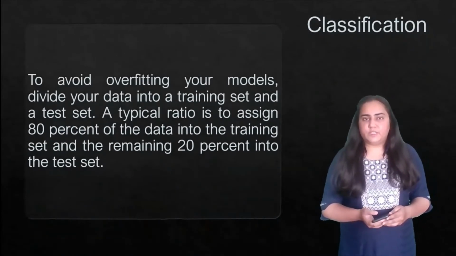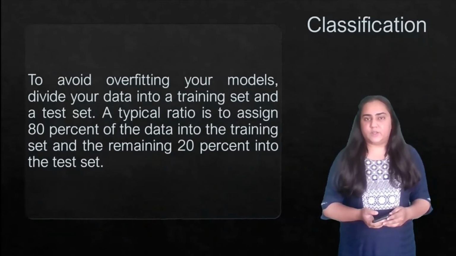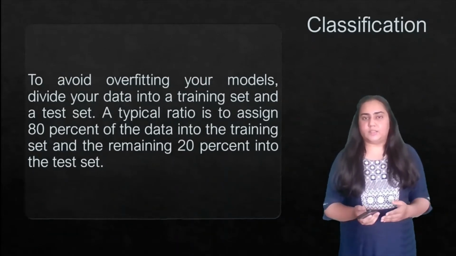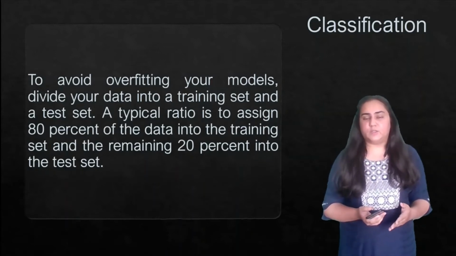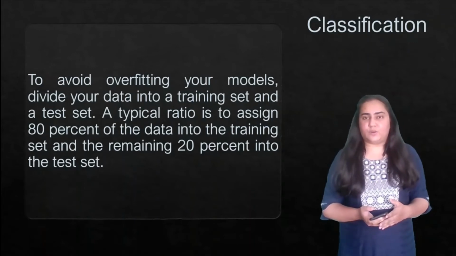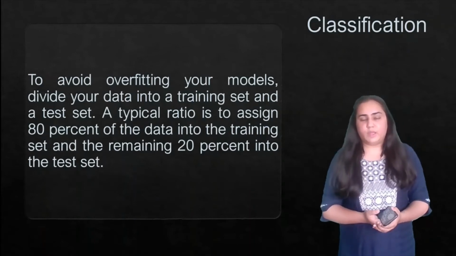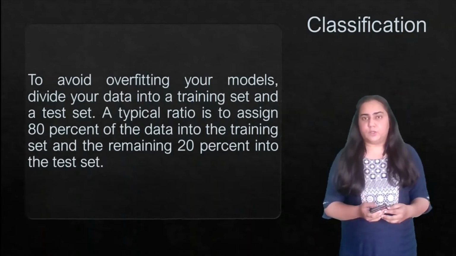To avoid overfitting in your models, you should divide your data into a training set and a test set. A typical ratio is to assign about 80% of the data into the training set and the remaining 20% into a test set. So the 80% is used to actually make your algorithm learn to train your model, and then the 20% is used to test the model, whether it's working properly or not.